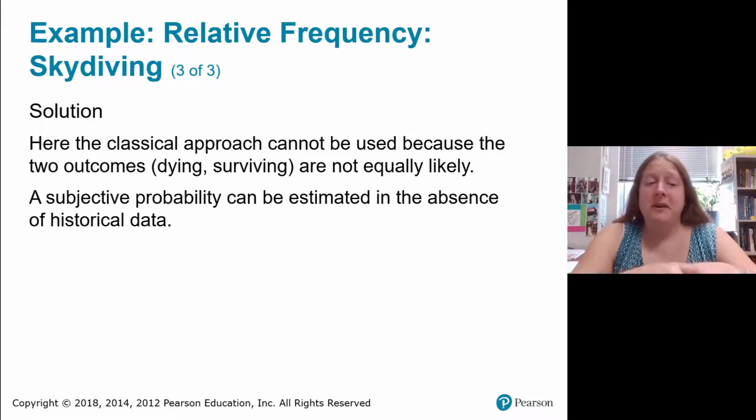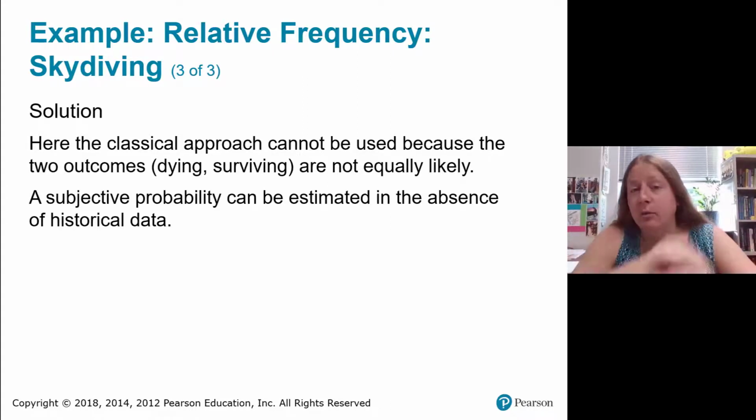So we look at that and we go, it's not very likely. And when we're talking about this, it's really important: we can't use the classical approach here because the 2 outcomes, dying and surviving, are not equally likely. Very few people would skydive if dying and surviving were equally likely outcomes.